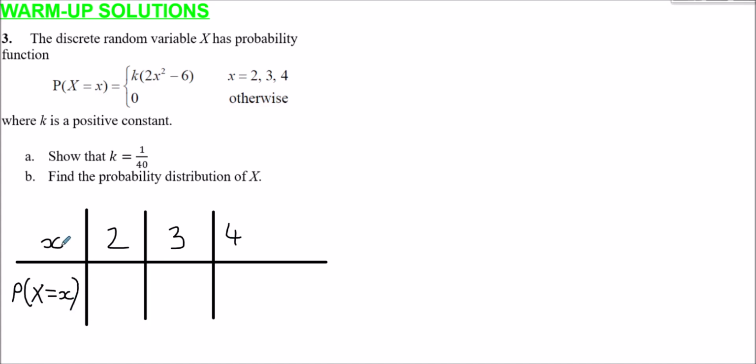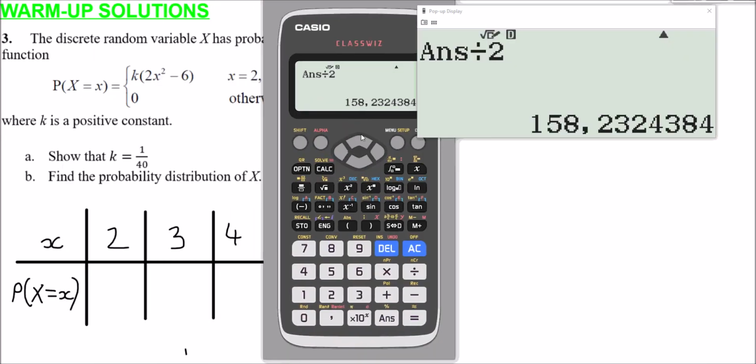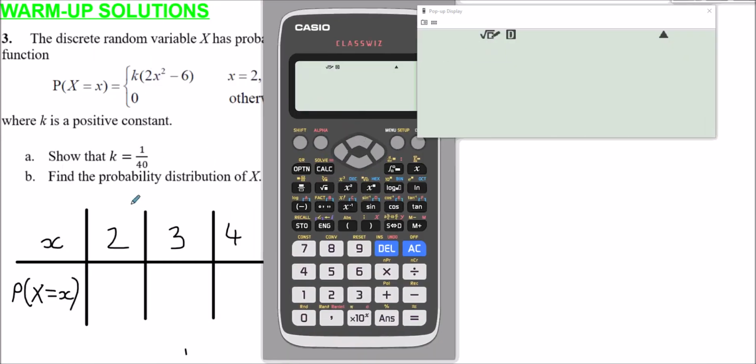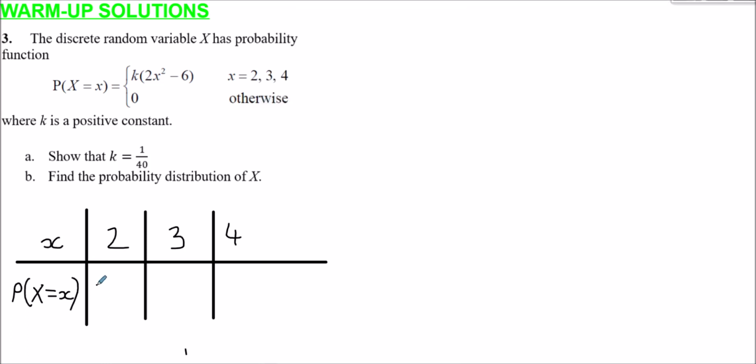So when little x is 2, the probability of the distribution taking that exact value is going to be k multiplied by this thing here. So we can work this out. We just sub in when x is 2. So it's going to be k times 2 times 2 squared, which we can work out. So 2 times 2 squared, because x is 2, minus 6. That gives us a value of 2. So that's k times 2. In other words, 2k.